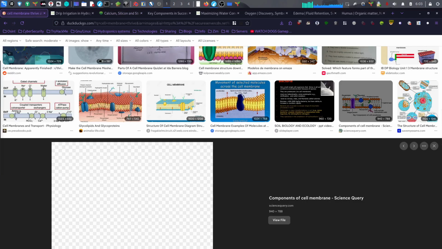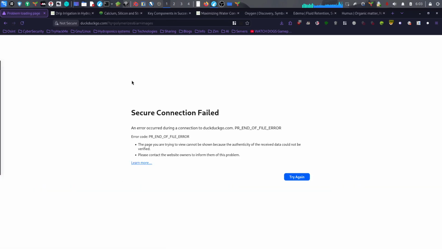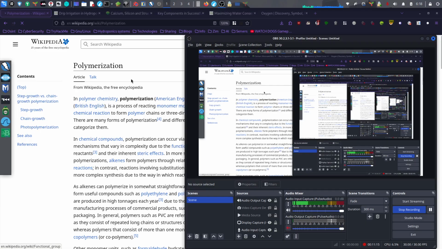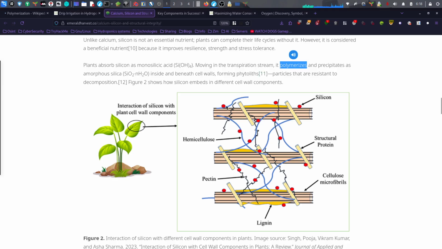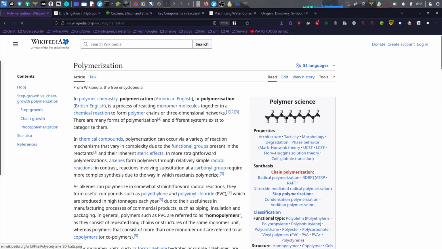Polymerization means, I'll show. Oh, internet. Wait a minute. Polymerization, I think, means that silicon molecules go into the roots and then connect.